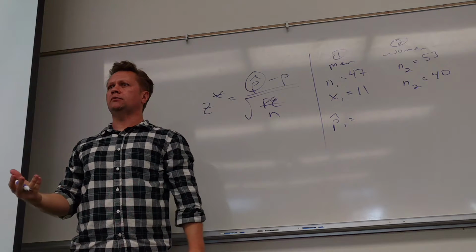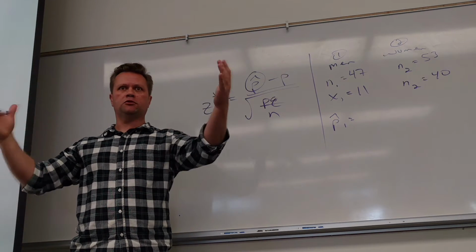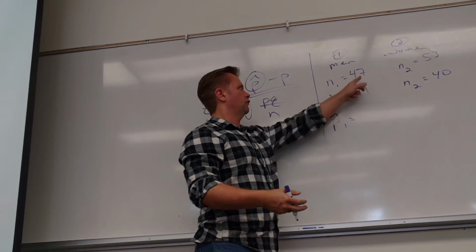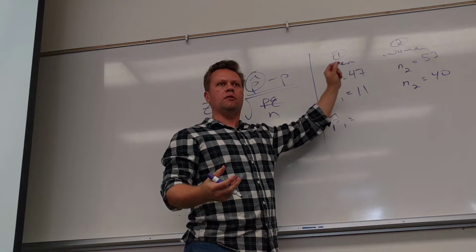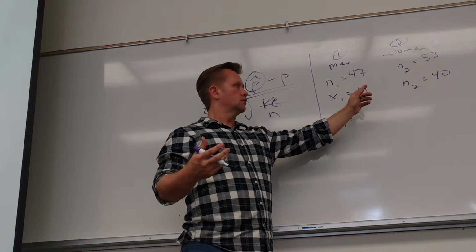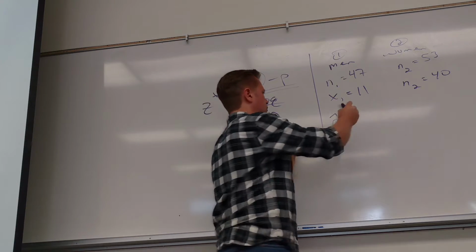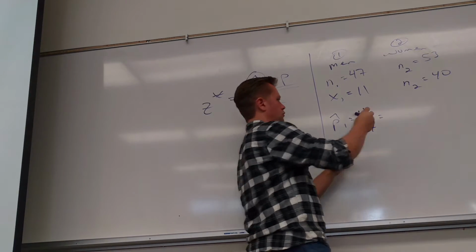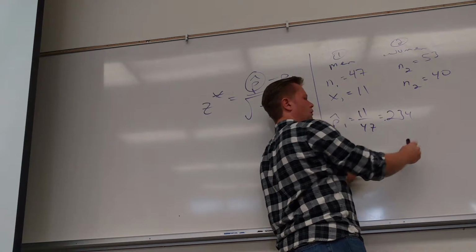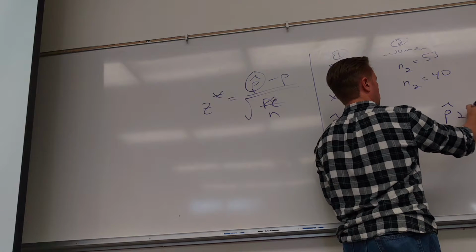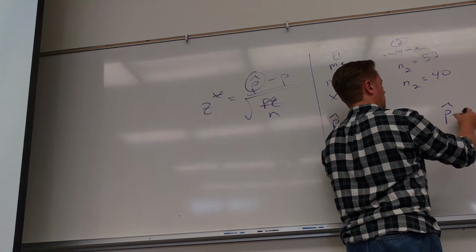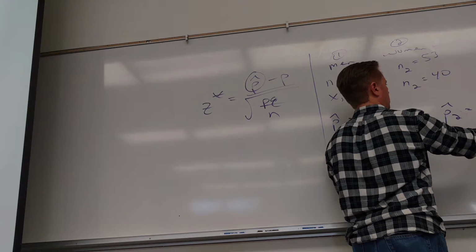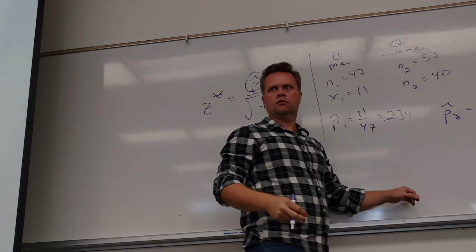P is a percentage, so it's got to be less than or equal to 1, right? It's got to be between 0 and 1. So how do you calculate it? Again, out of the 47 total men, how many did whatever this was? 11 did, right? So 11 divided by 47. 23.4. So what's P hat 2? Yeah, 40 divided by 53.